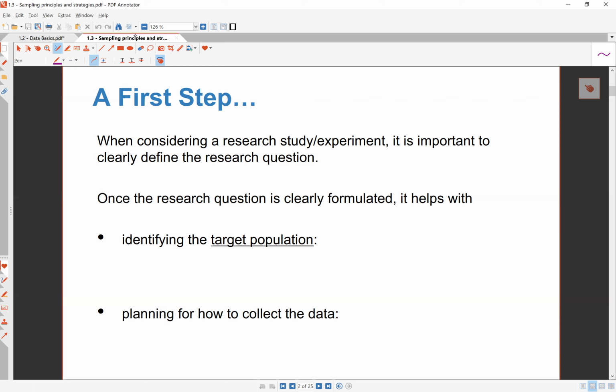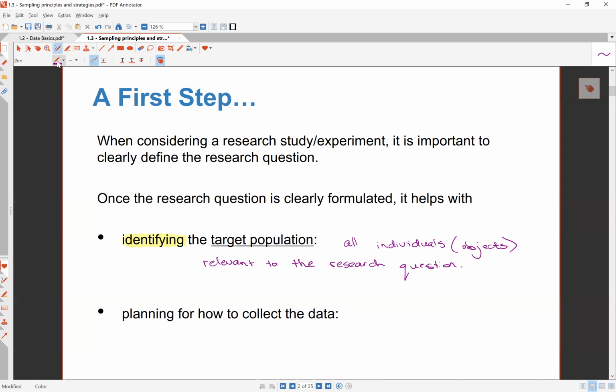And to do that, you also want to identify who the population of interest is. So we talk about a target population as being all individuals, or remember, sometimes we don't work with people. So in a general sense, all objects relevant to the research question. So you want to make sure you properly identify everyone who that research question is relevant to.